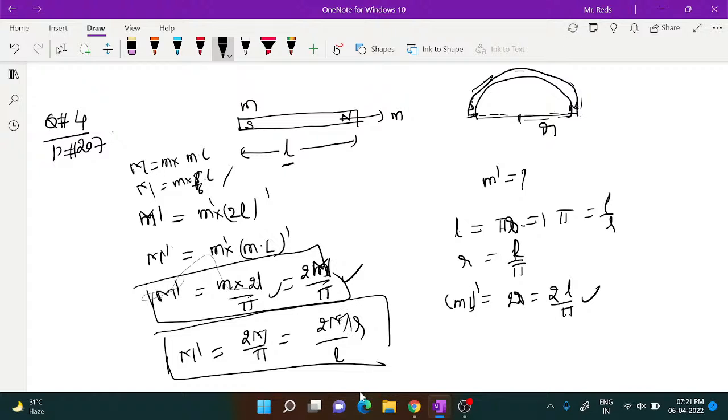Seventh question. A bar magnet of magnetic moment M is bent into the shape S. If the length of each part is the same, its new magnetic moment will be?